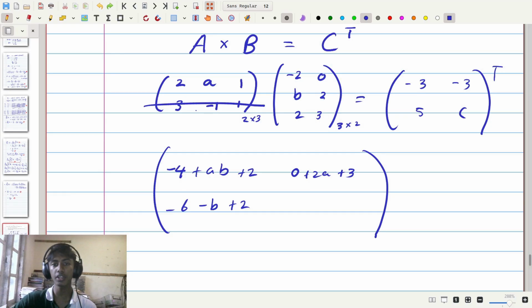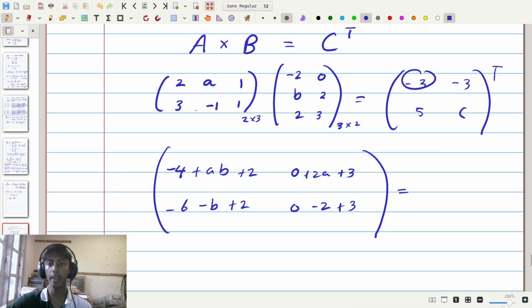So multiplying these two, we can see we have 3 times 0, which is 0, and minus 1 times 2, which is minus 2, and 1 times 3, which is plus 3. So this is the matrix that we have on the left hand side. Now on the right hand side, we have the matrix -3, 5, C transposed.